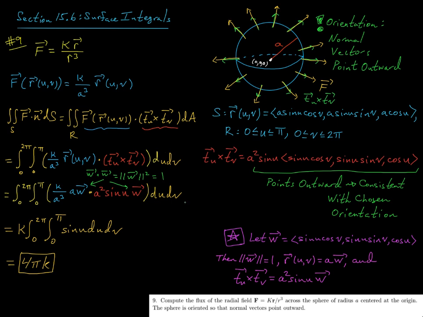Again, it's certainly not wrong to just punch in these expressions for F evaluated along the sphere and this normal vector tu cross tv, but this kind of thing greatly simplifies the calculation. So be looking out for that kind of thing.